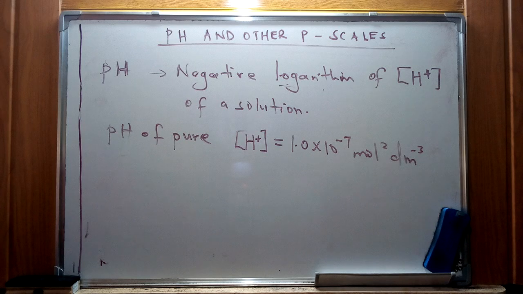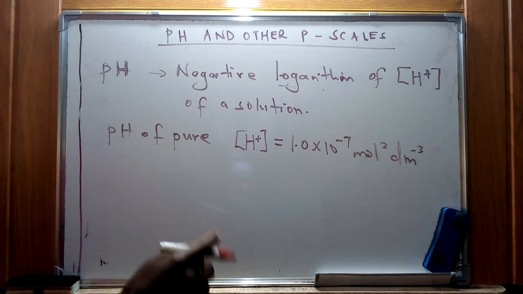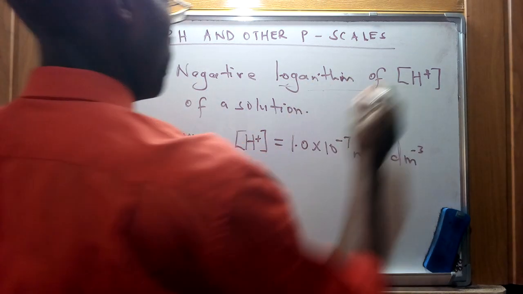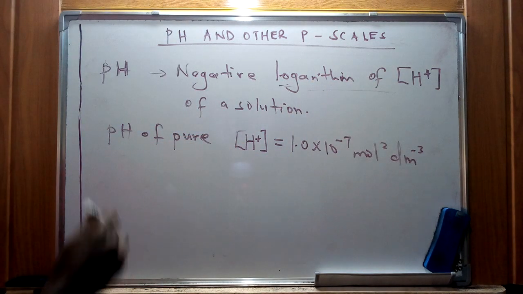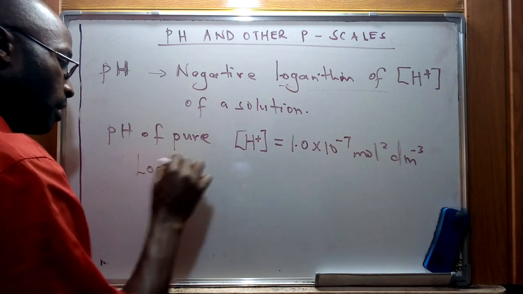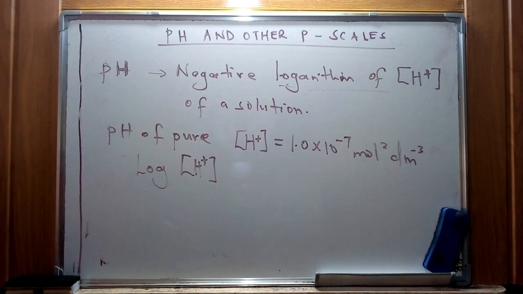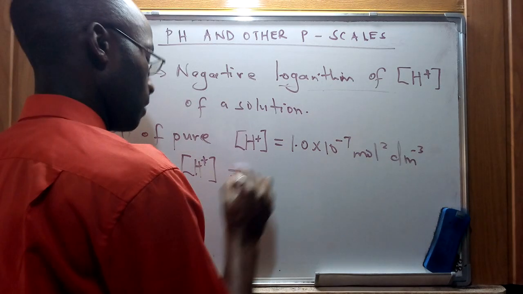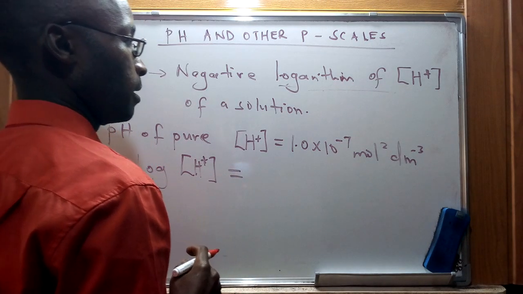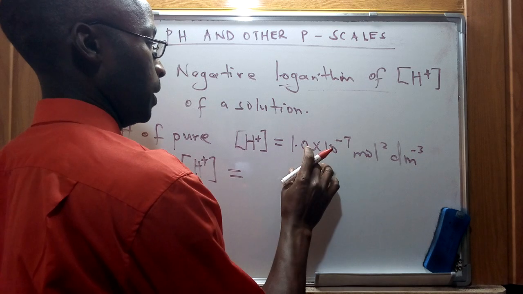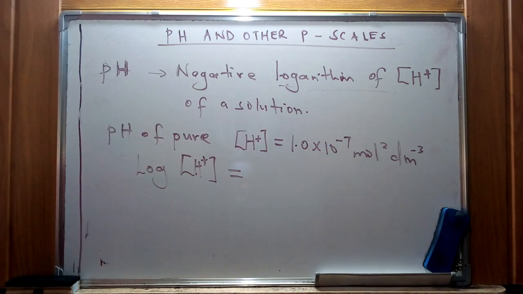So we're going to consider the case of this pure water, the concentration, and try to consider its logarithm, whereby the log of the concentration of these ions is going to be given as follows. From the operation of logarithms, whenever we have a multiplication, for us to get this number, it's going to be the sum of the logarithms of those specific numbers.